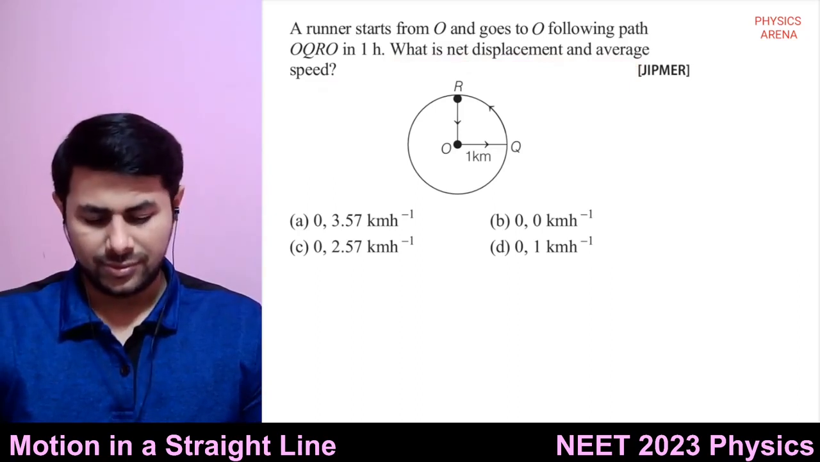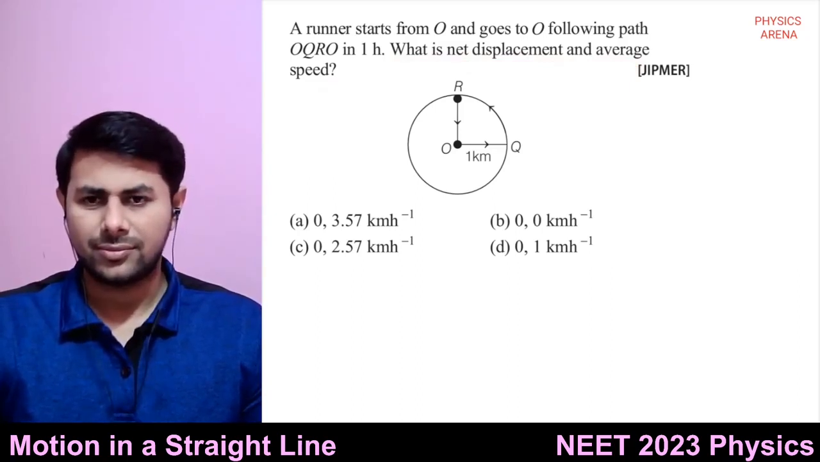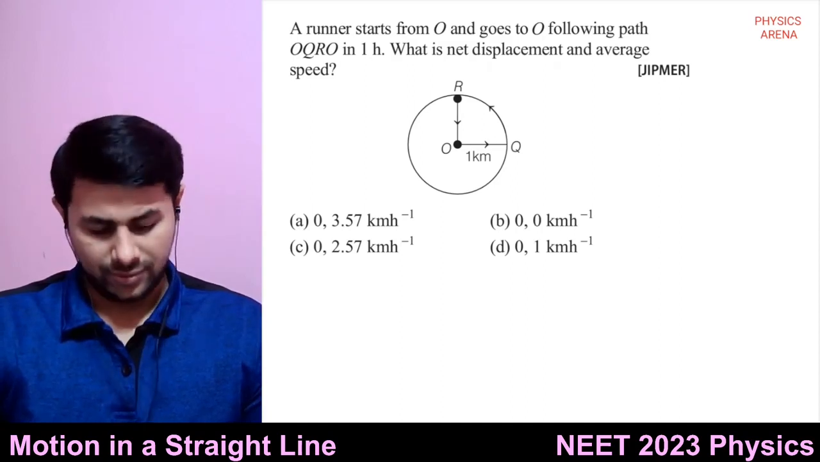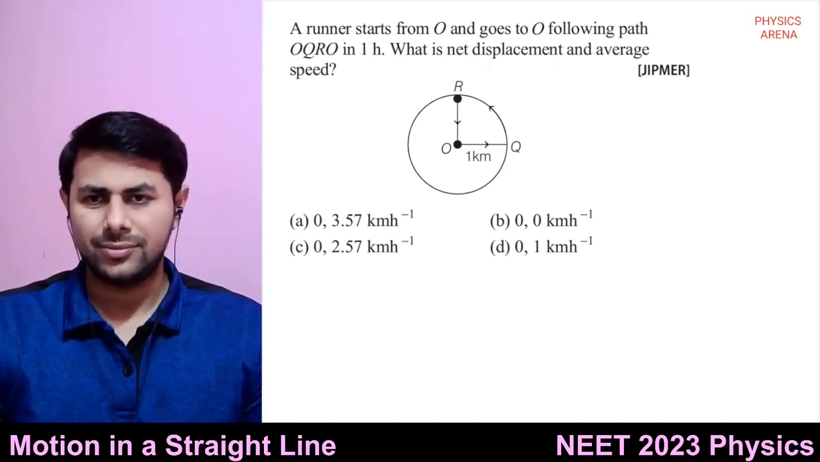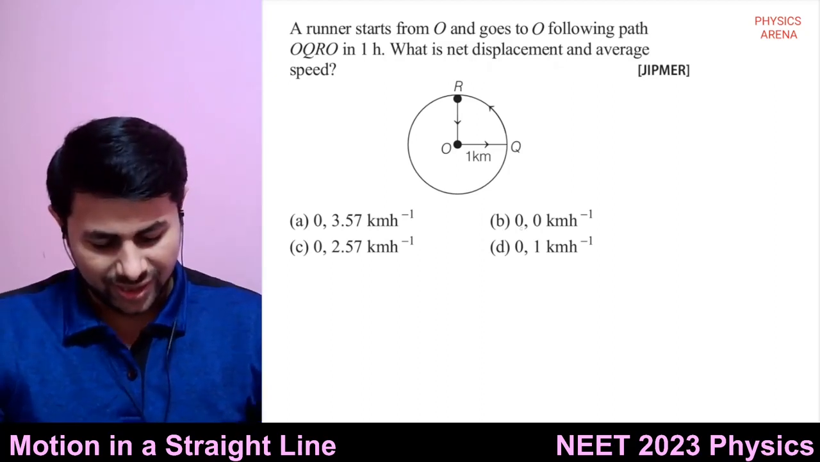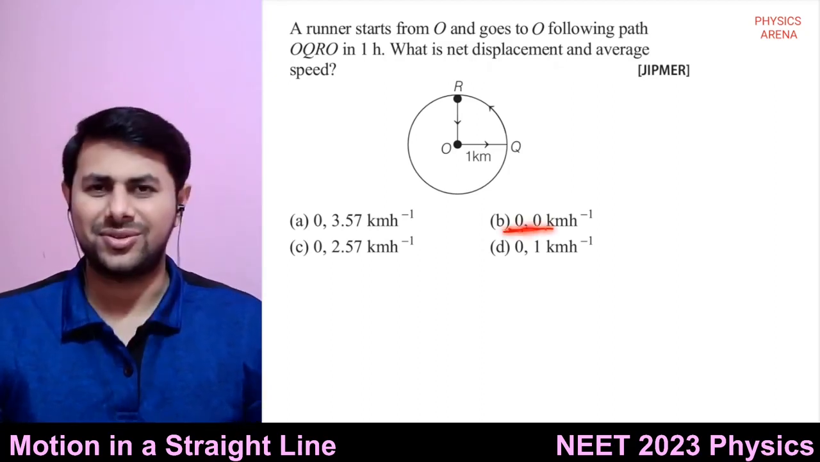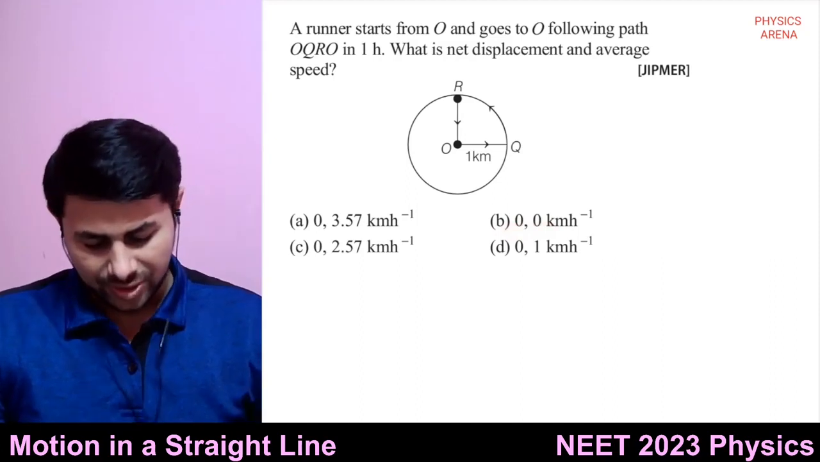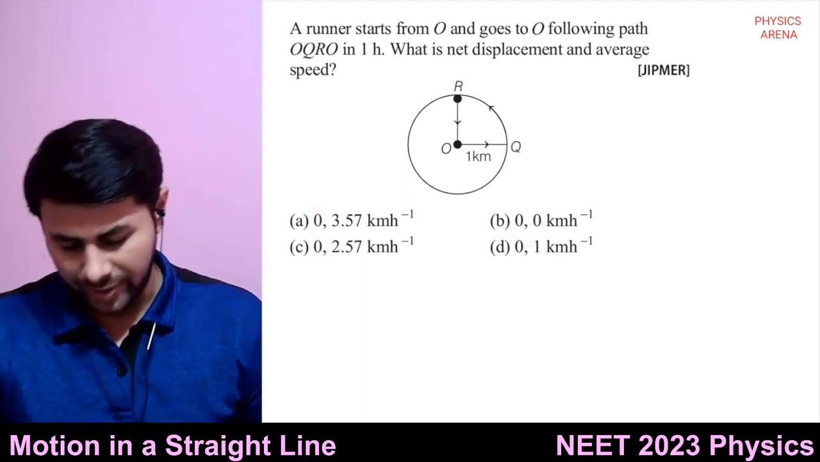Displacement 0. Okay. And average speed? Is it 0? No. Everybody, is it 0? Average speed, is it 0? No, sir. Okay, so good. Average speed is not 0. So see, there is one option 0, 0. That's not the answer. So first one is 0, second one we need to find out.